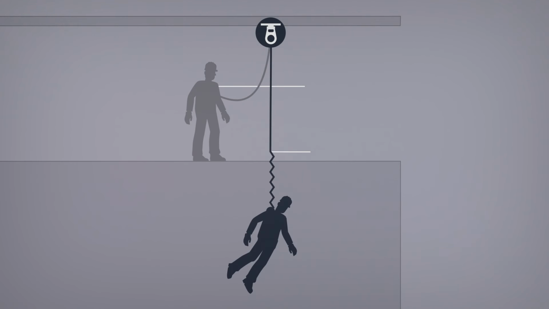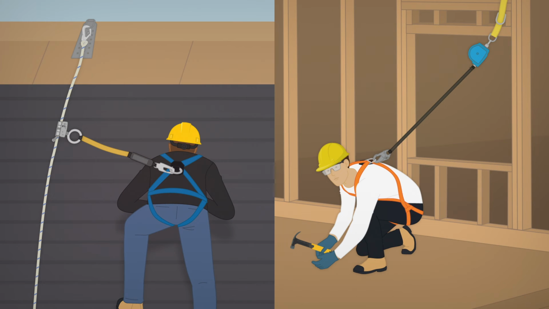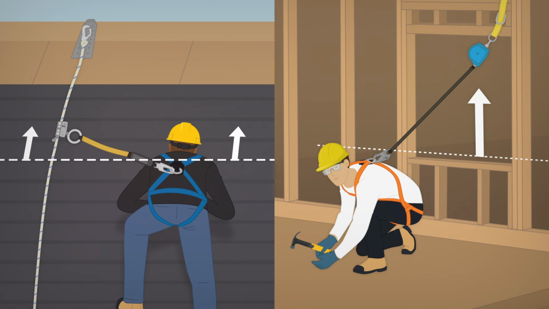The anchor must be positioned to minimize free fall. The anchor point should, when possible, be placed above the shoulders to limit the free fall distance.